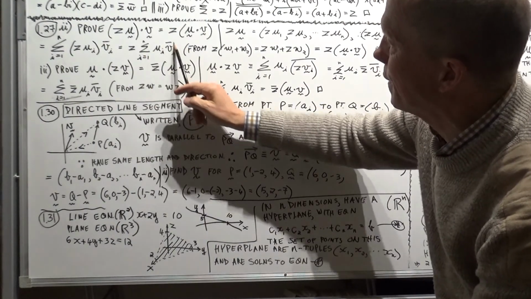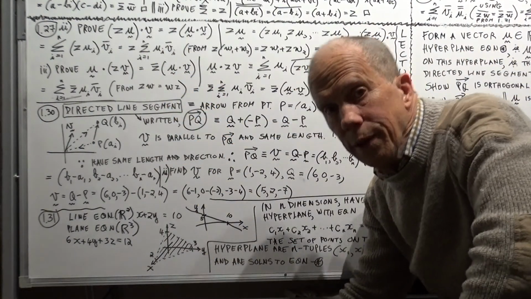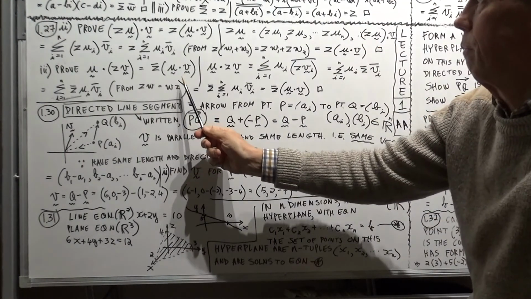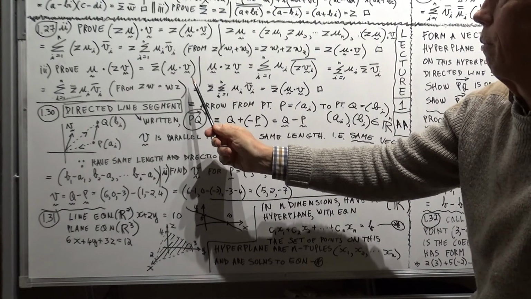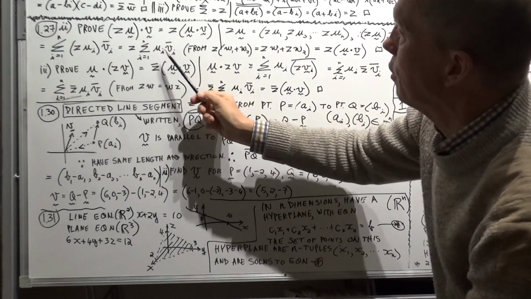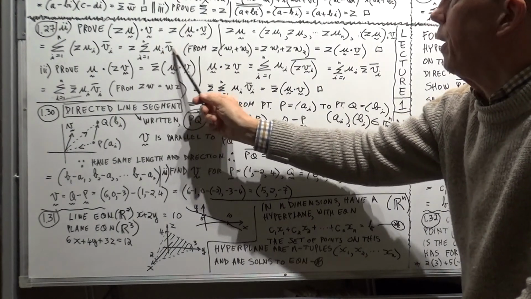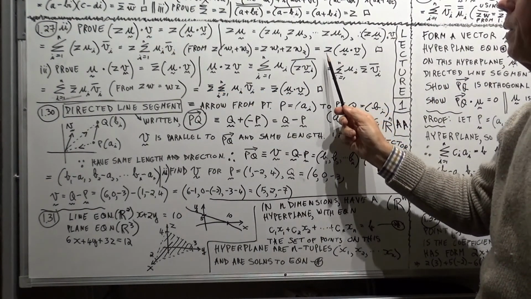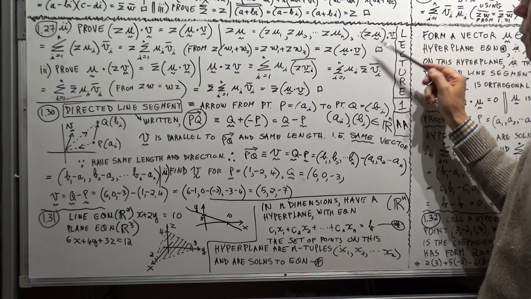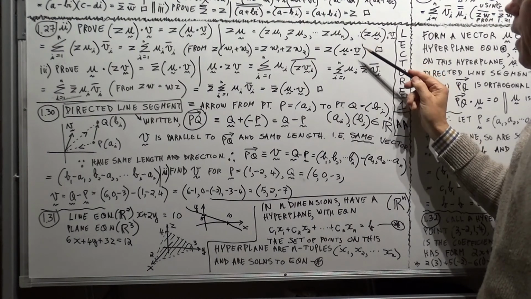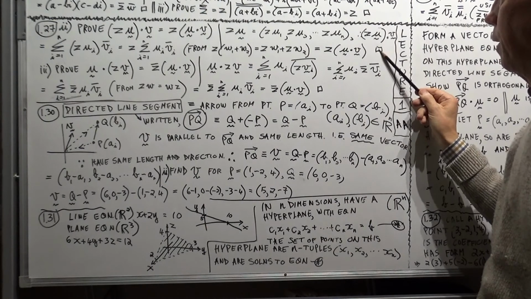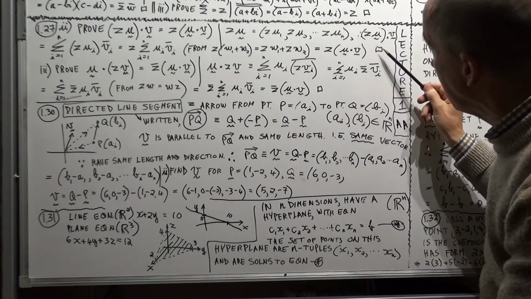Now what is this? Sorry, here. What is this? Well, it's just the dot product of u and v here. So from here we've derived this, and that's what we're asked to prove. So we've proved it. So end of proof mark here.